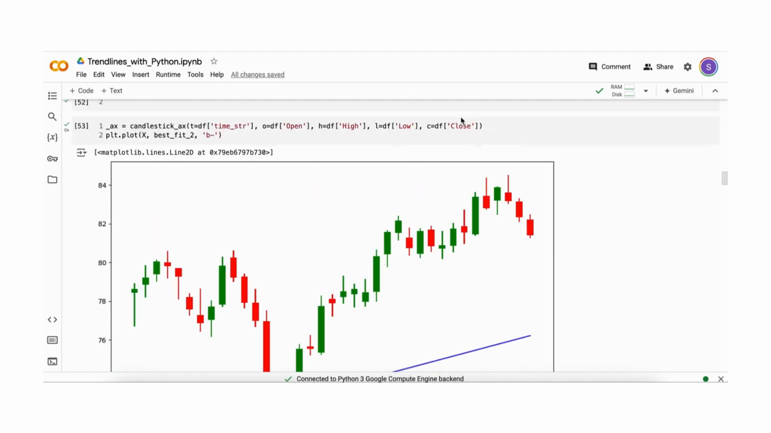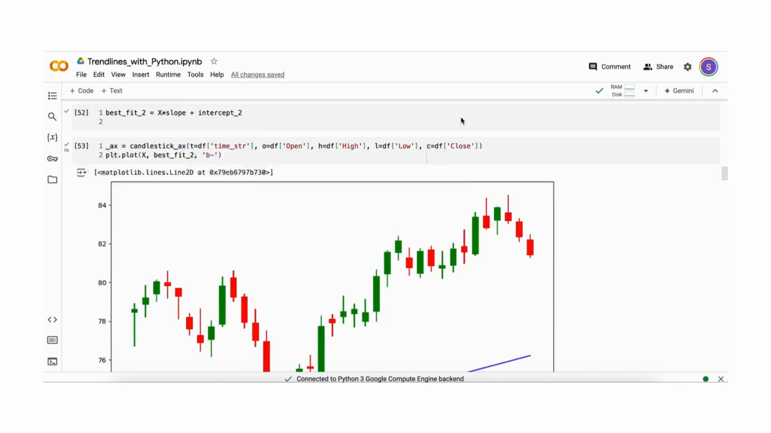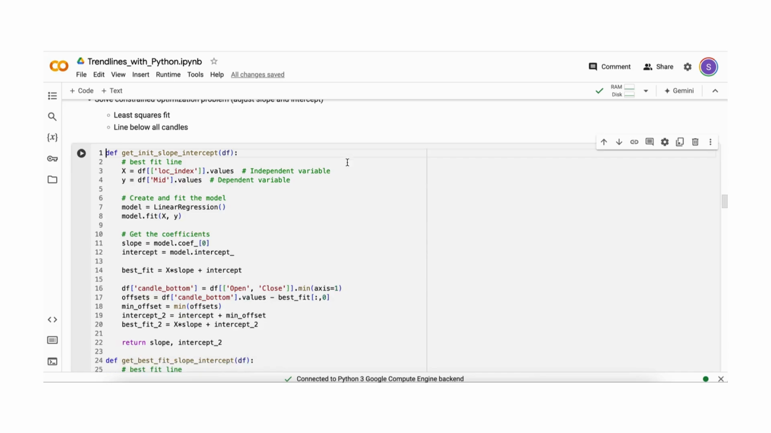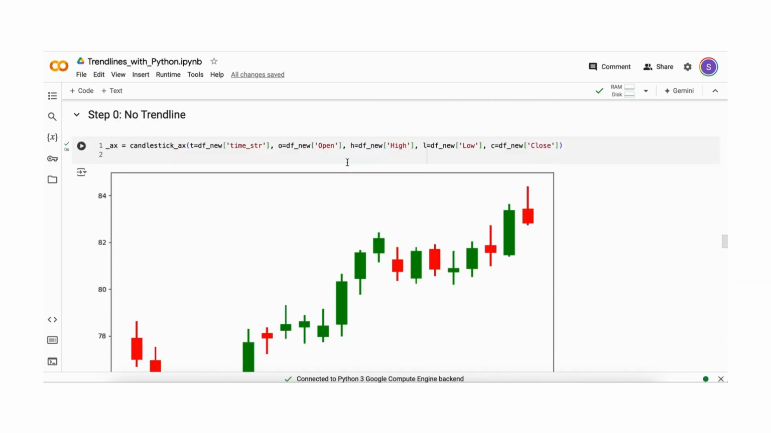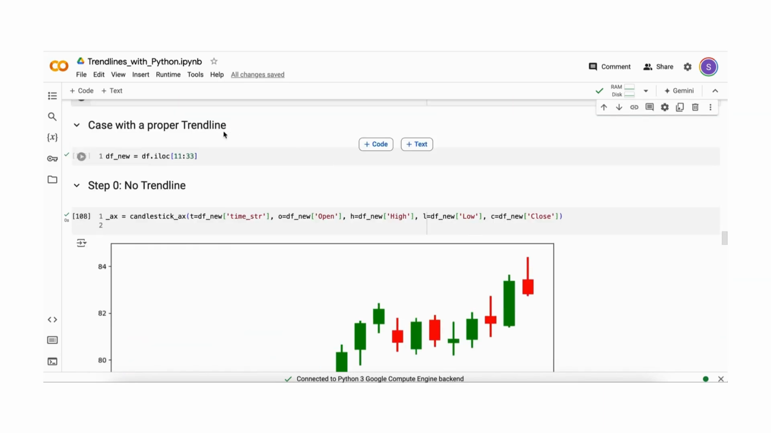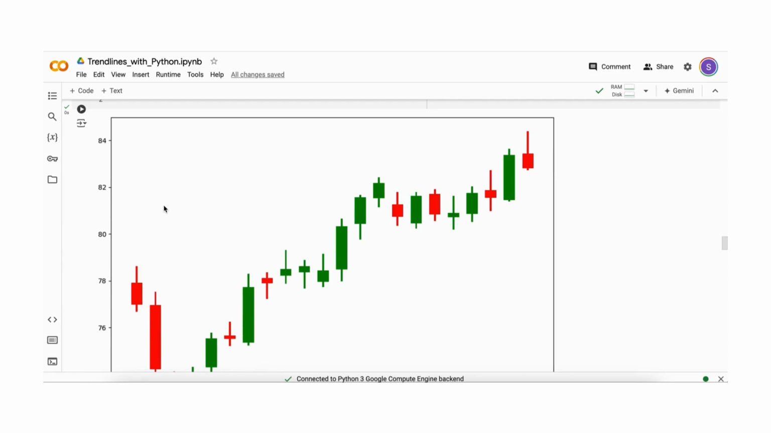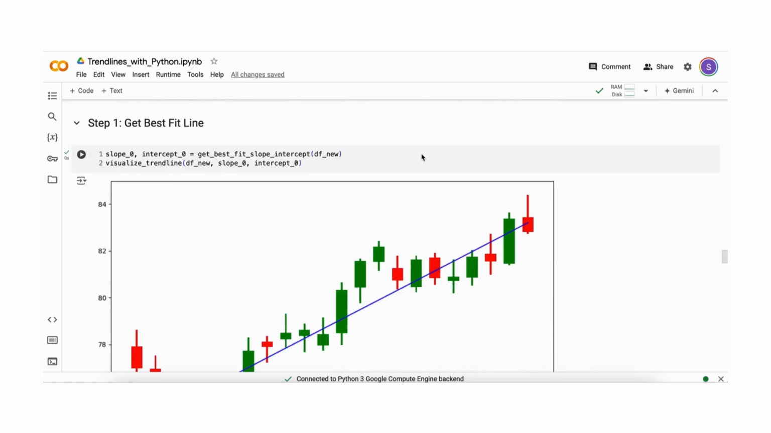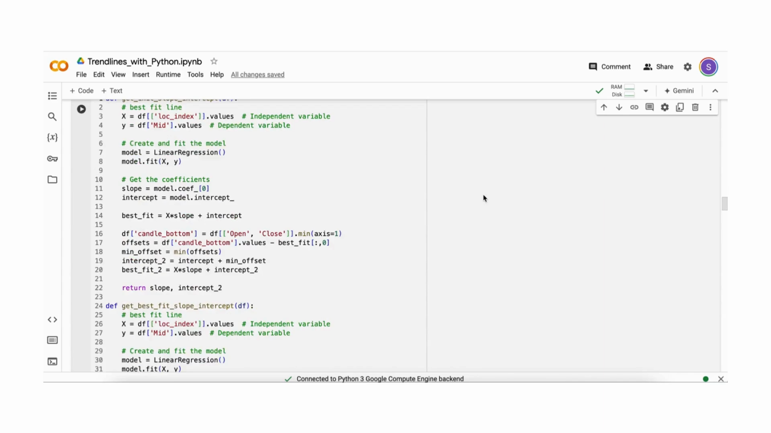Here I tried to draw the least squares, but I converted everything into a function, and we will go through these functions to understand each of these steps. We start with the case where there is a proper trend line, and step 0 is where we simply draw the candles and there is no trend line. Then step 1 would be to find the best linear fit.